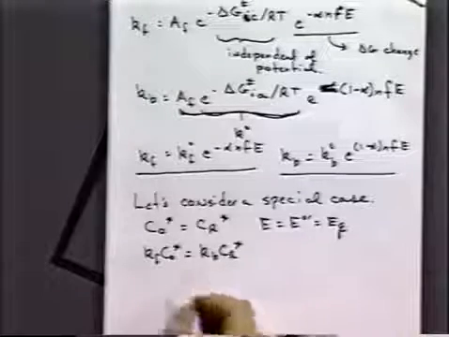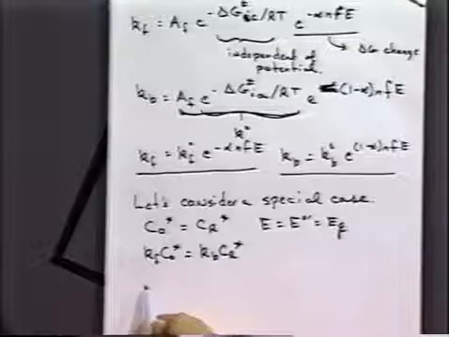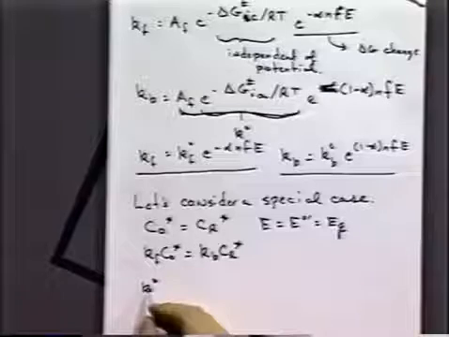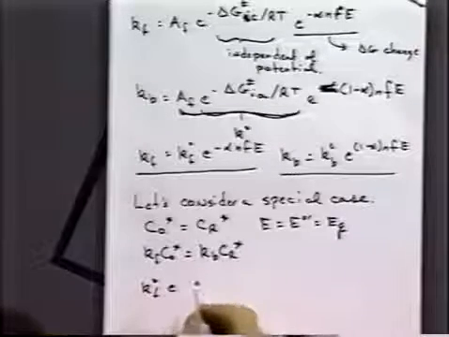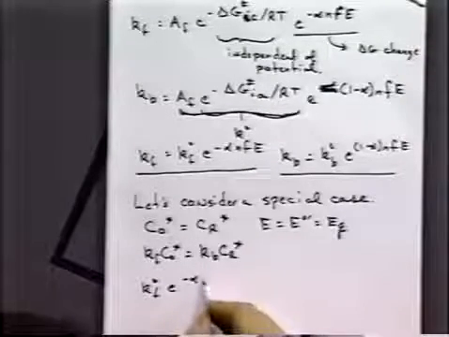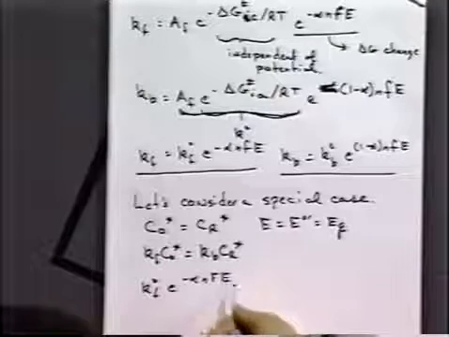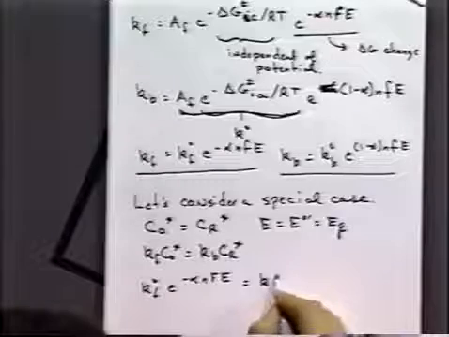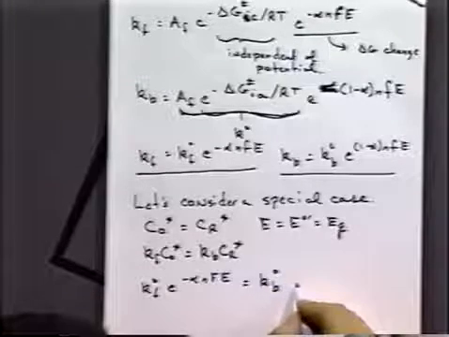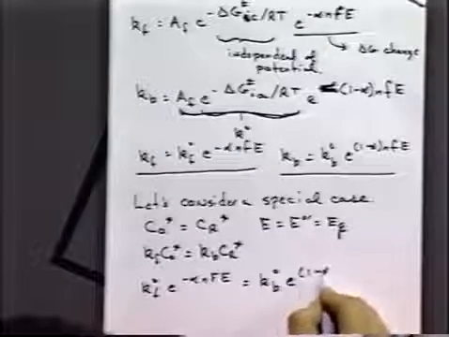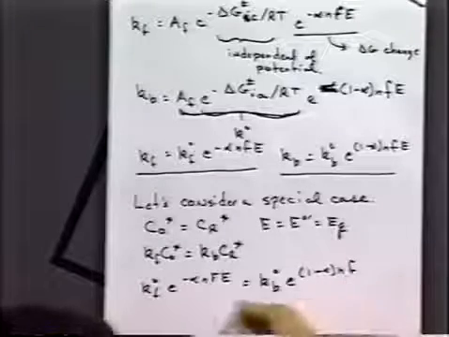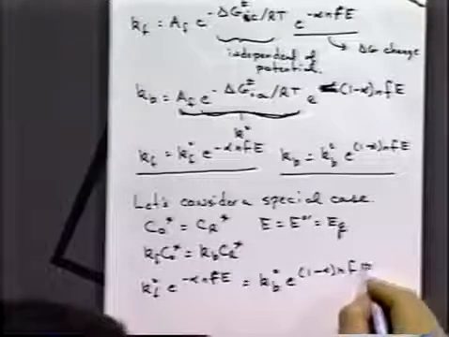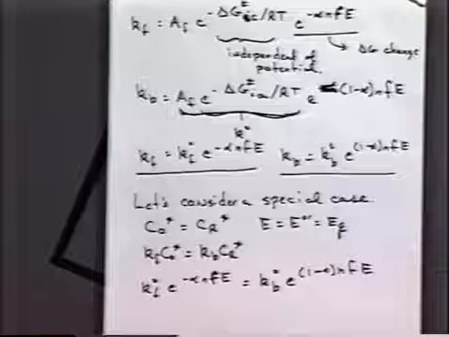And so we can rewrite our expression like so. We see that K0f e to the minus alpha nFE is equal to K0b e to the 1 minus alpha nFE, that's a small f, nFE, like this.